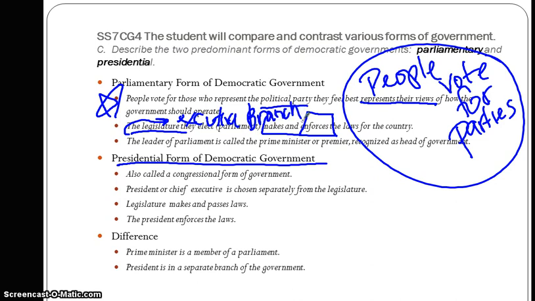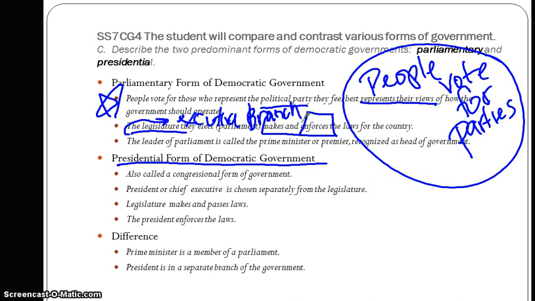All right, let me say that one more time. In a parliamentary form of a democratic government, the legislature not only makes the laws, it enforces the laws, so it is the executive part of the government as well. You just have to know that. There's no way around it.